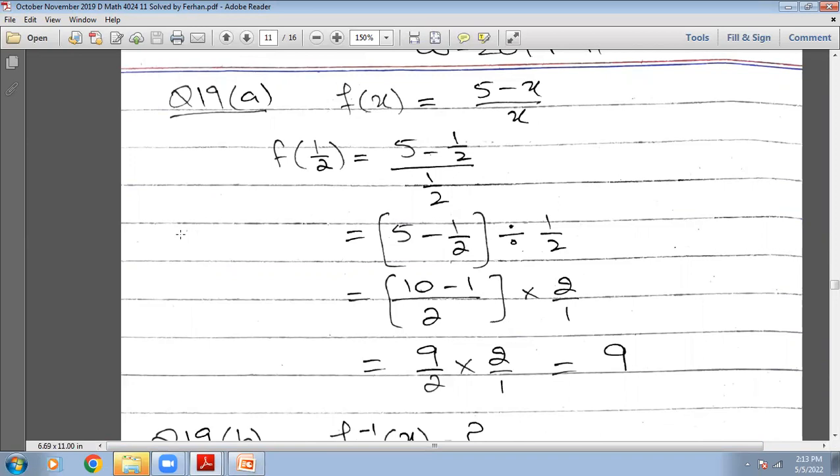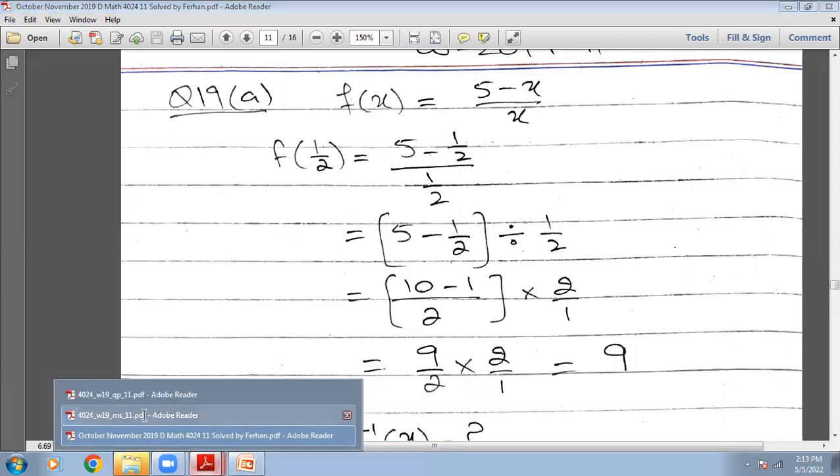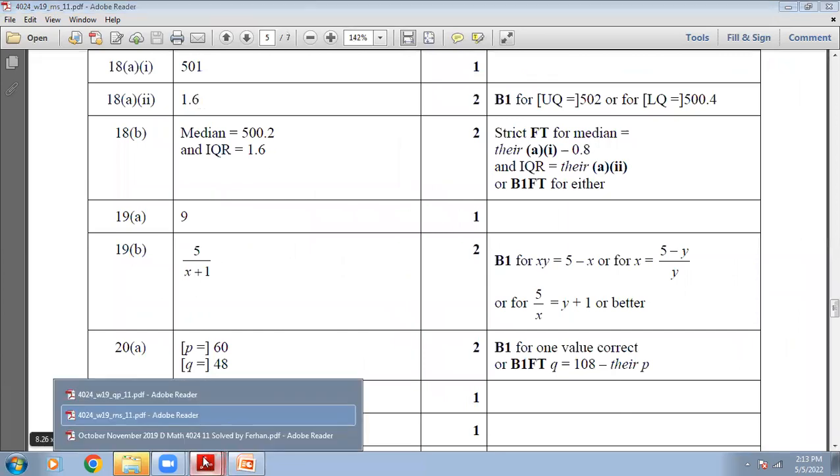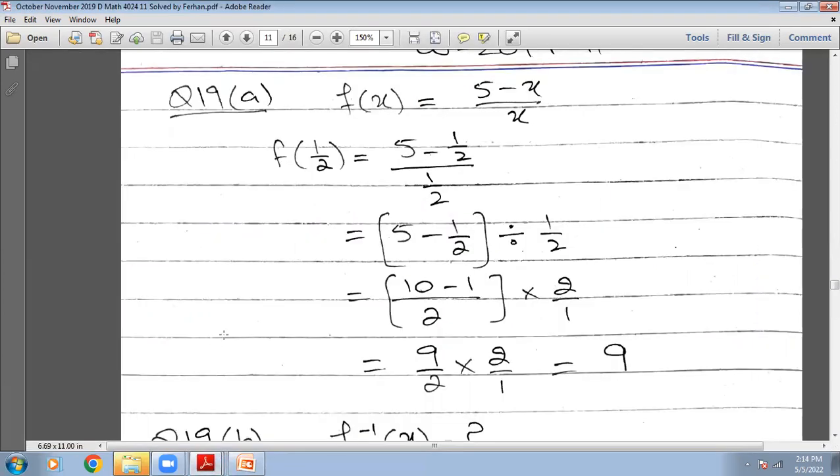For simplicity, so that you do not get confused, I have written the numerator on the side, divided by 1 by 2. Take the LCM, so you will have 2 and it will become 10 minus 1. When you divide, change divide into multiply, it will become 2 by 1. This 2 and 2 will be cancelled. You are left with 9. So 9 is the answer. Question number 19, A part, 9 is the answer, sir. Our answer is right.